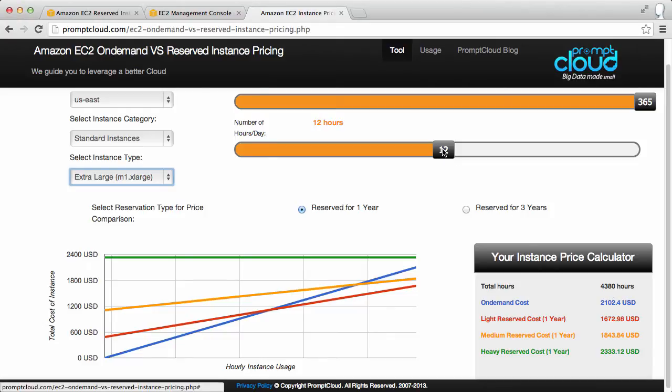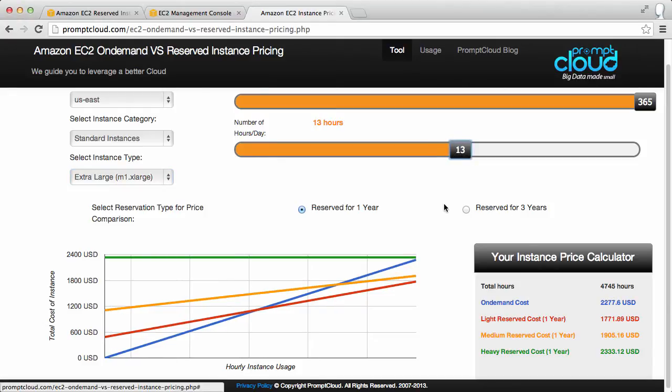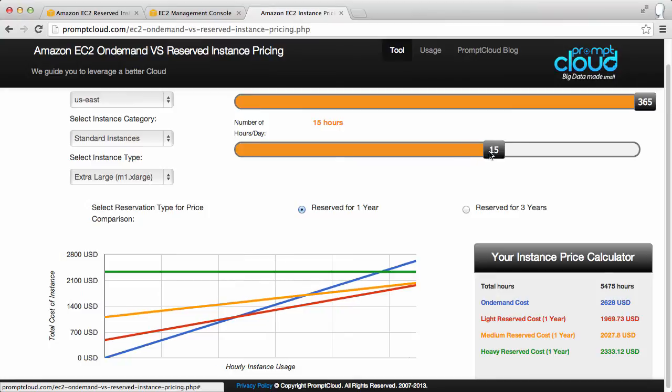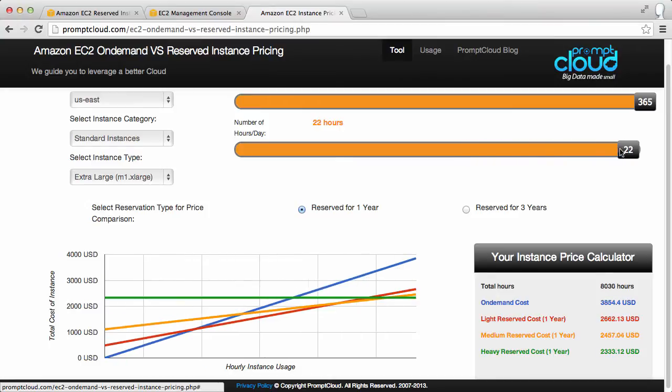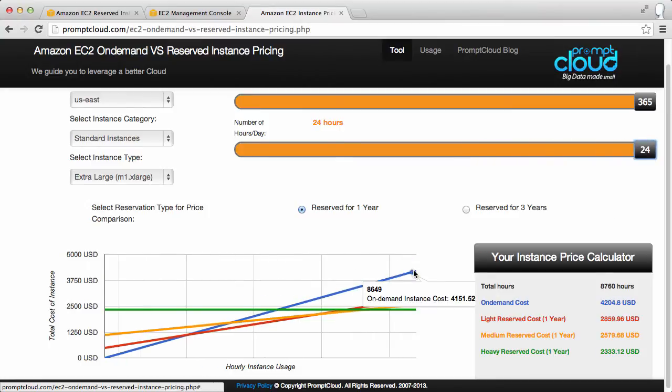And as we increase the number of hours per day this is running, you can see it's approaching the heavy utilization mark. And from that point on, we are starting to save more money by using reserved instances rather than on demand.